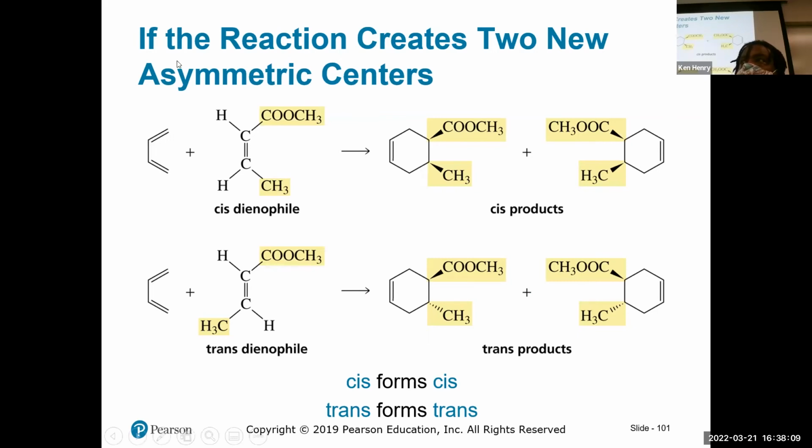In this case, we have a reaction that creates two asymmetric centers. We have this structure that can form, and then we have cis products, which are mirror images. And then we also have trans products, where this one is going towards you and this one is going the other way.